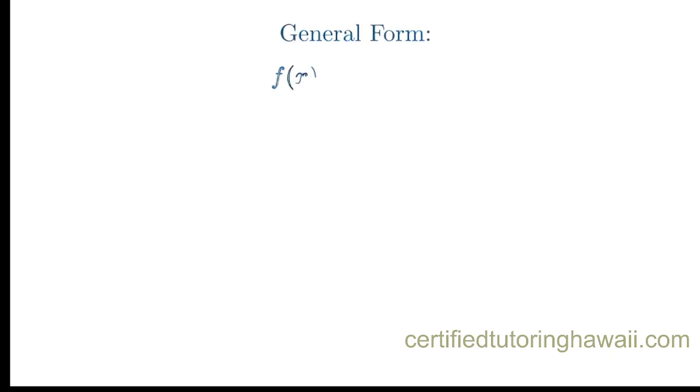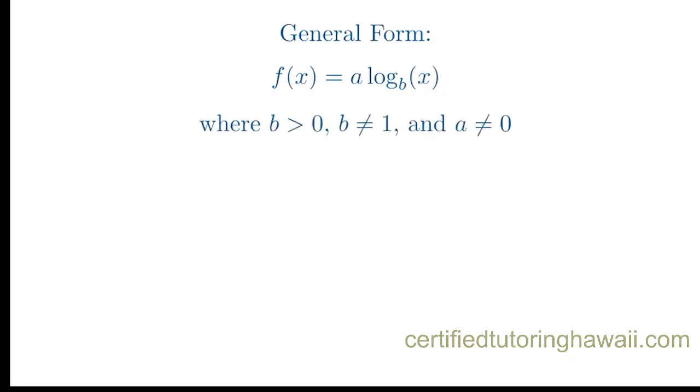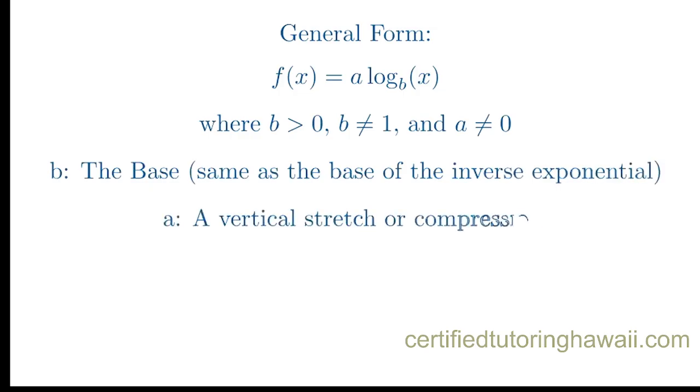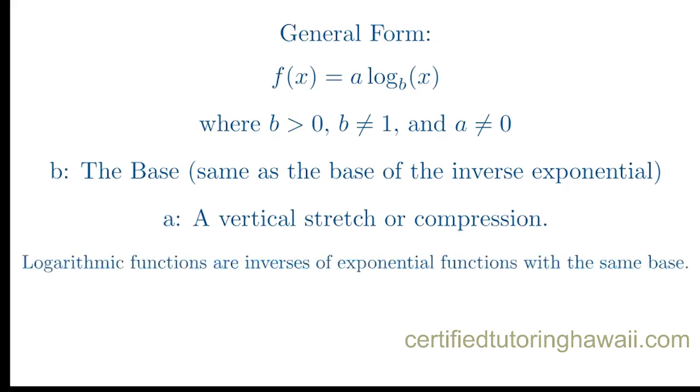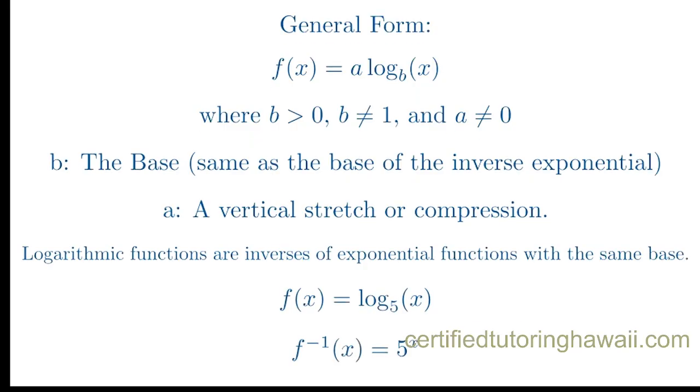Now let's formally define the logarithmic function and its general form. The general form of a logarithmic function is f of x equals a times the log base b of x, where b is greater than 0 but not equal to 1, and a is not equal to 0. Let's break that down. The b is called the base, just like the base of an exponential function. Since logarithms are inverses of exponentials, they share the same base. The number a is a vertical stretch or compression, which we'll explore later. A key takeaway is that every logarithmic function is the inverse of an exponential function with the same base. So, if you see f of x equals log base 5 of x, you know its inverse must be f inverse of x equals 5 to the x.